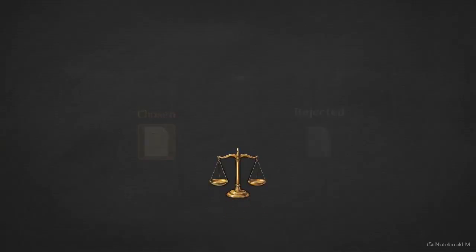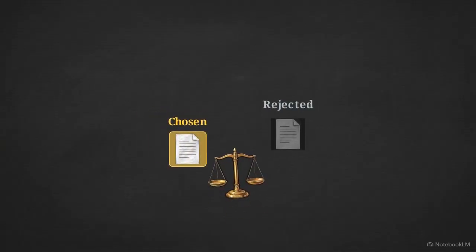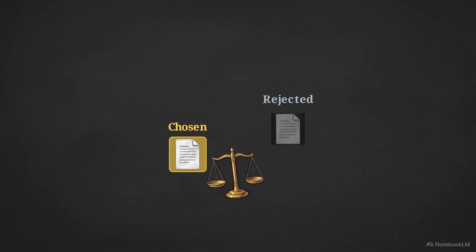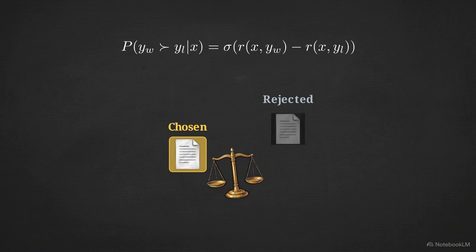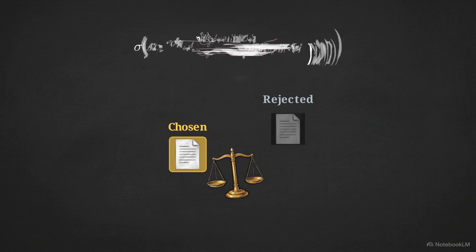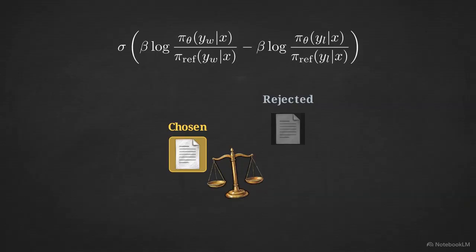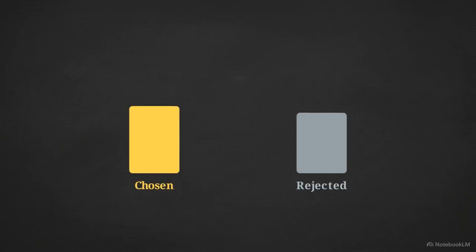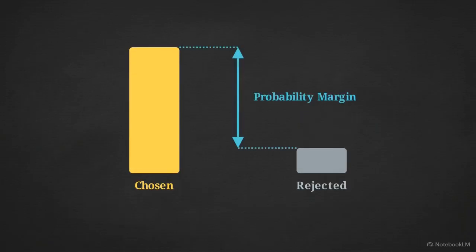DPO uses a pairwise preference dataset. For every prompt, the model is shown one chosen response and one rejected response. Using the Bradley-Terry model, DPO calculates the probability gap between the 2 responses. The complex partition function cancels out, leaving the difference in logits. The model directly optimizes the policy to increase the probability margin between the desired behavior and the rejected one.